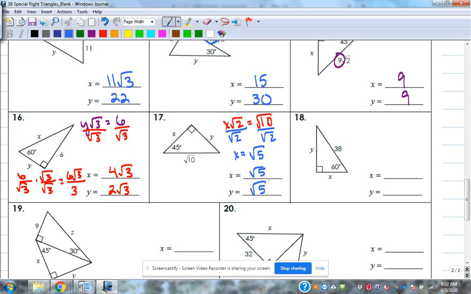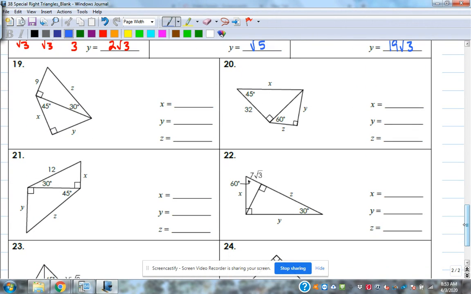Okay. Number 18, got a 30, 60, 90. We know the hypotenuse is twice the shorter leg, so half of 38, divided by 2, 19. The short leg is 19. The long leg is 19 radical 3.